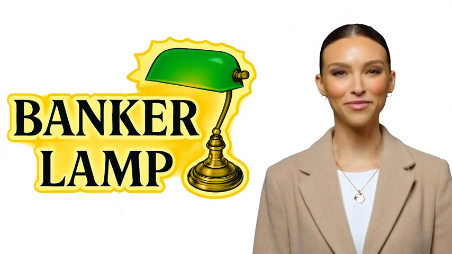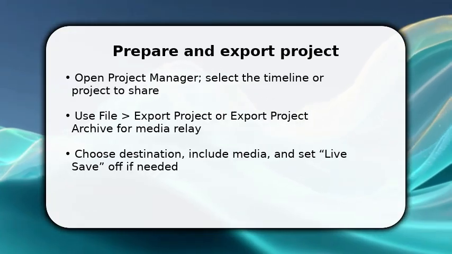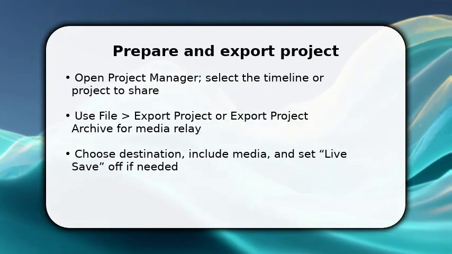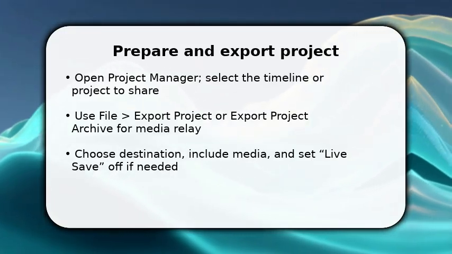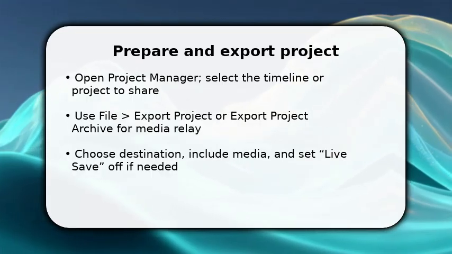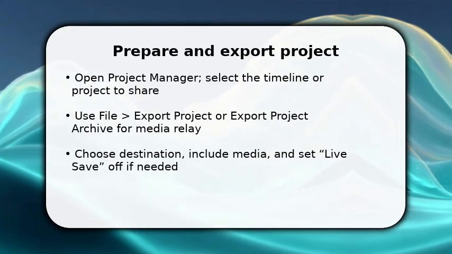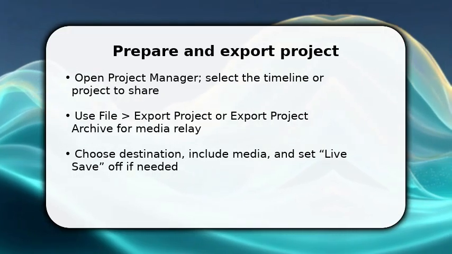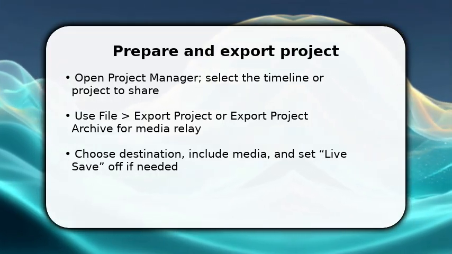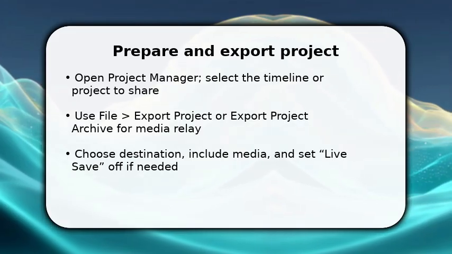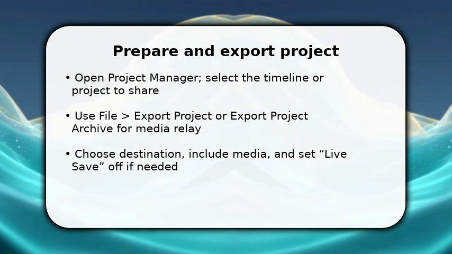Please enjoy the video. You start by opening Project Manager and selecting the exact project or timeline you want to share. Exporting Save Structure. Choose Export Project for just the DRP file or Export Project Archive to include media. Once selected, pick a destination and enable Archive options so media is copied. Make sure Live Save is off to avoid in-progress conflicts. This prevents missing clips later and keeps file paths consistent when the recipient imports the project.